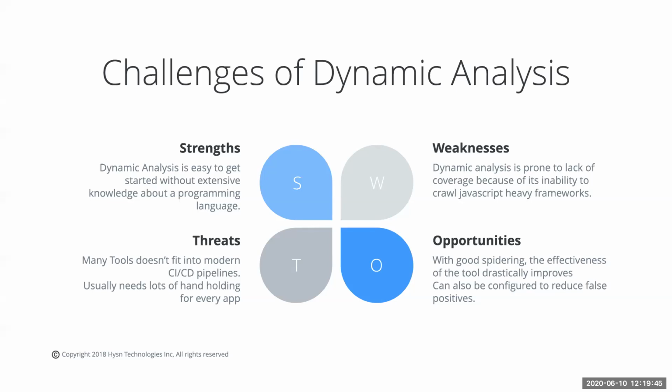And especially if you're using JavaScript heavy frameworks, you have to be really, really careful in terms of how you automate dynamic analysis. And when it comes to threats, you can say that many tools don't fit into a CI/CD pipeline. That's specifically because they take forever to run. And as I mentioned before, yesterday and today as well, it's a great sin to run any tool which takes more than 15 minutes of time in a CI/CD pipeline.